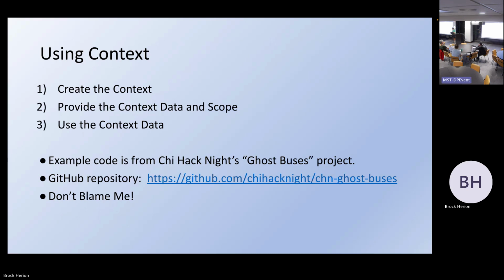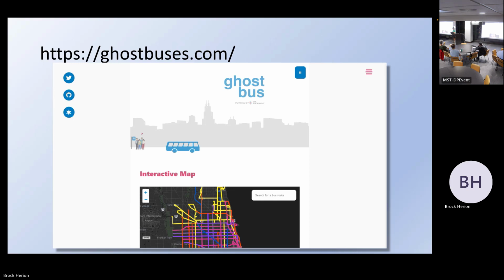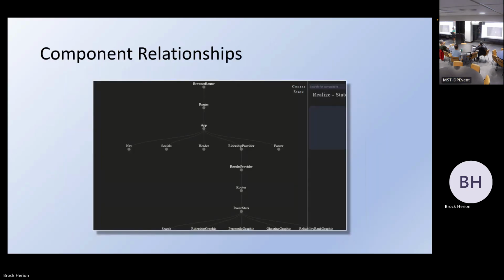There's the repository. And because there are a lot of people working on it, don't blame me for some of the code that you see. Yeah, I've tried my hardest to get them to clean things up, but there have been some weird things. There's the site. Actually, that's several iterations ago. And you can kind of see the component relationships. We've got our router, and then we've got the app, and then we've got several different pages, navigation, socials, header. This is the meat of it, and their footer.